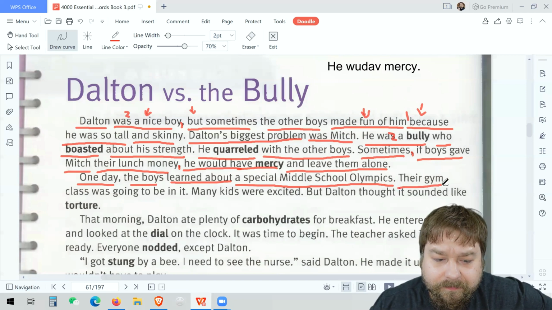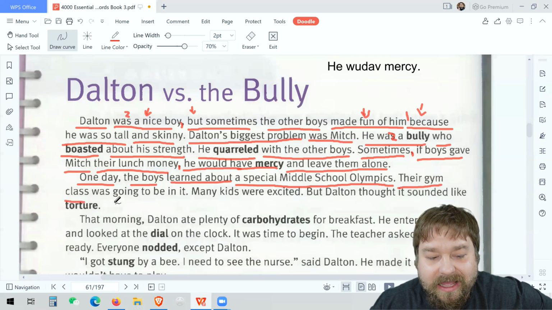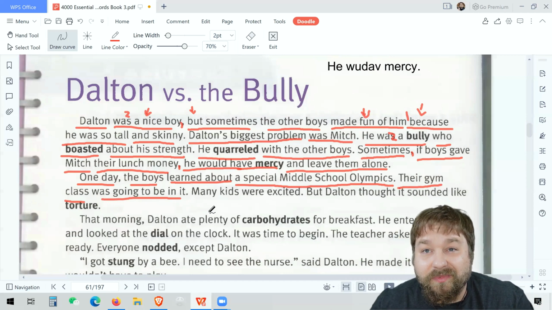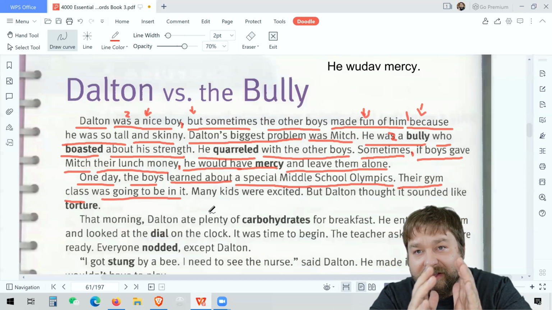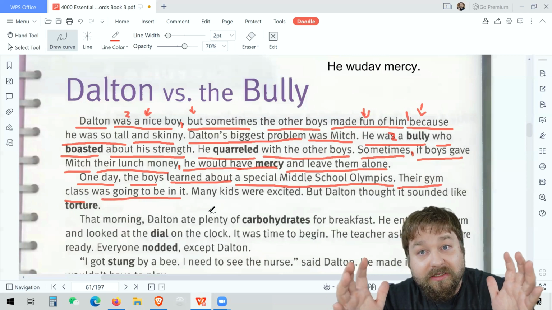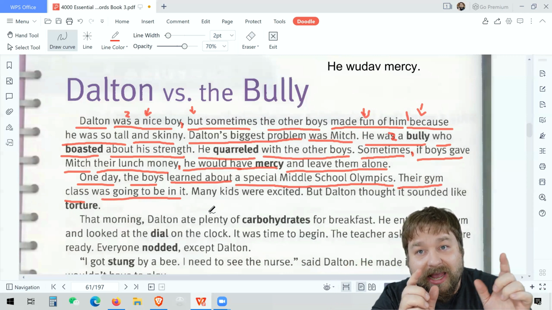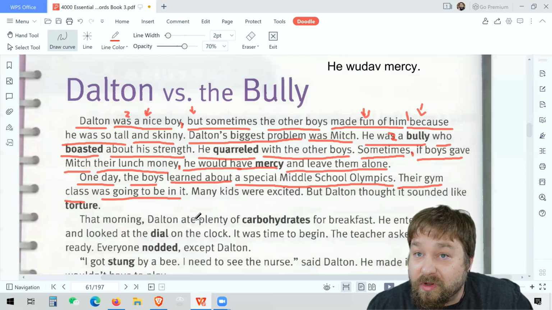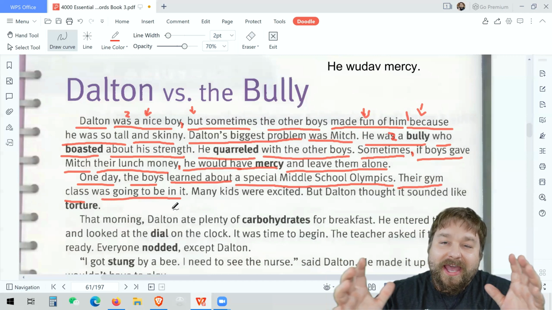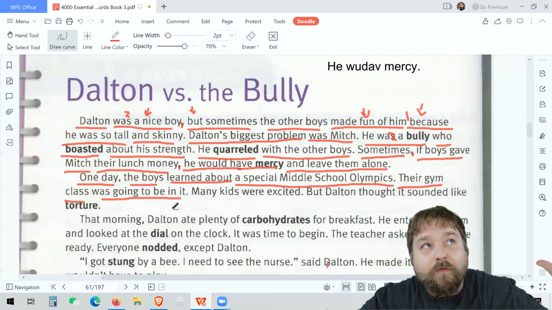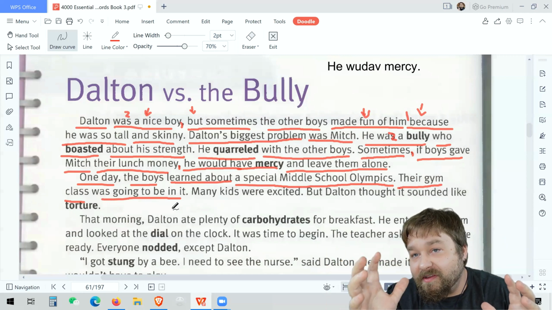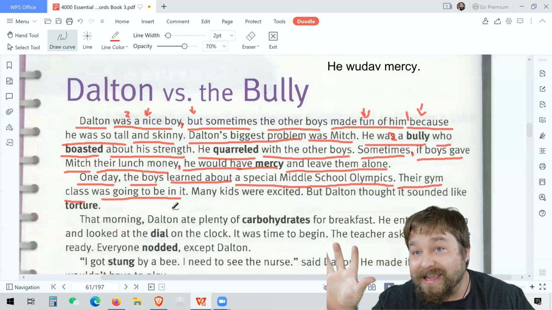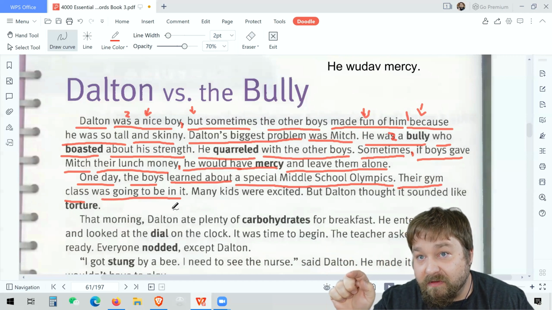Their gym class. Their gym class was going to be in it. There. We found where we're going to blend it. Their gym class. That's shorter than Dalton, their gym class. I can take some of this and put it on the special middle school Olympics because I need it. I need to borrow, okay? It's okay in the grand scheme, the overall, if your wave runs into another wave, as long as it doesn't muddy that other wave, okay?